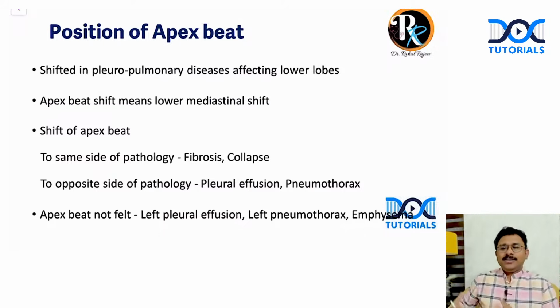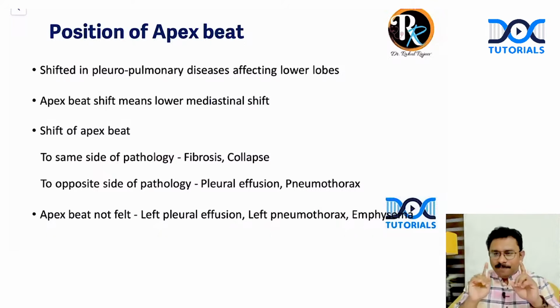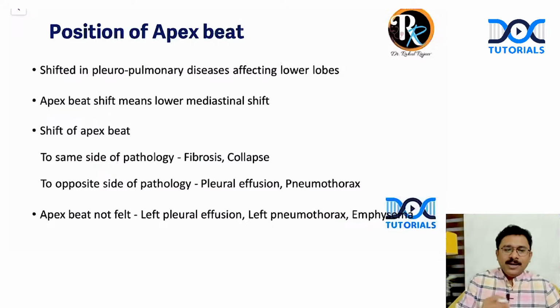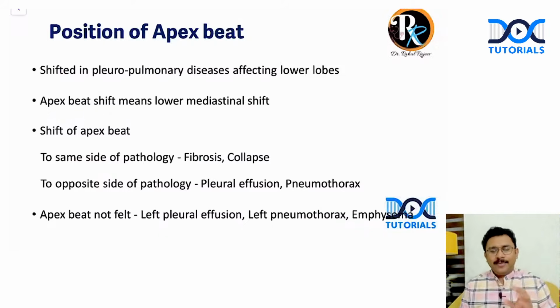Suppose you are saying that there is a massive effusion on one side, and then you are saying that the apex beat is normal, then you are contradicting your own finding. So be a bit watchful, and when you write your findings, be logical as well. Now coming to the shift of apex beat, again shift to the same side, pushing or pulling lesion.